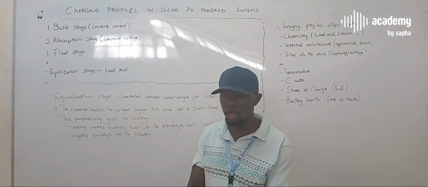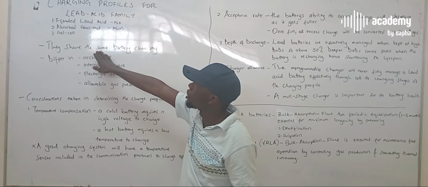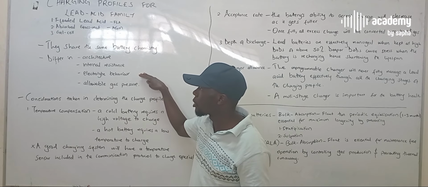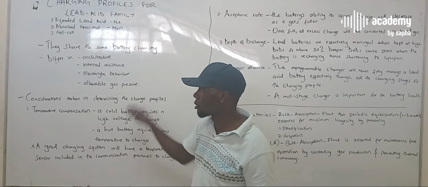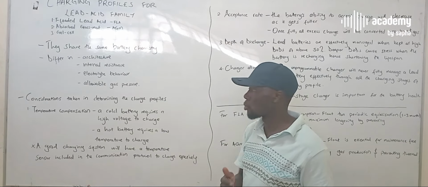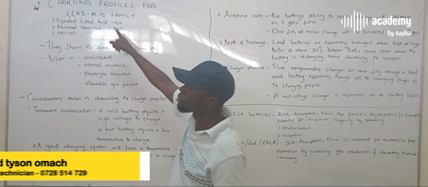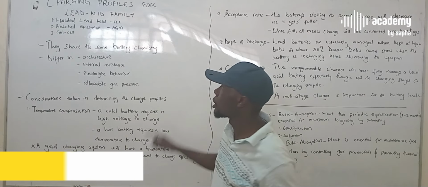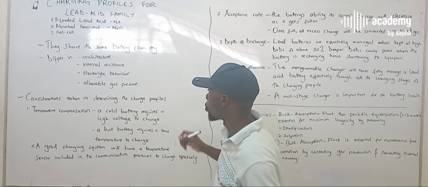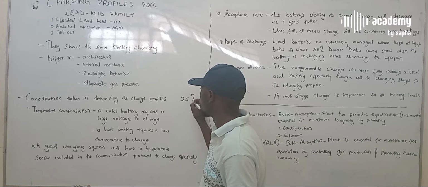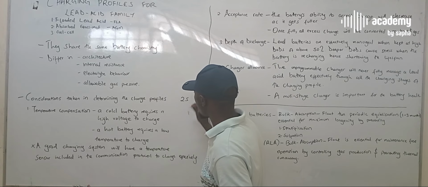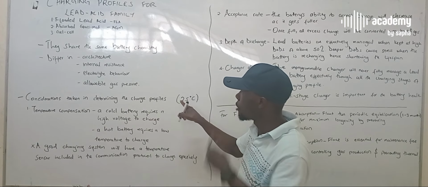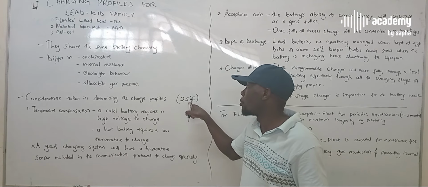So let's look at the different battery types. This family, they share the same battery chemistry and they differ in architecture, internal resistance, electrolyte behavior, and allowable gas pressure. Now, there are a few considerations that we normally take in determining the charge profiles for this particular family. So the first consideration is temperature compensation, and the charge profile is developed for room temperature, 25 degrees, not percent, but 25 degrees Celsius. So the charging profile has been developed at this temperature, room temperature.